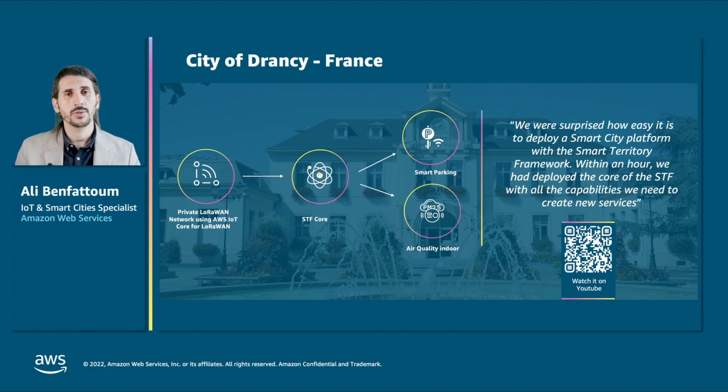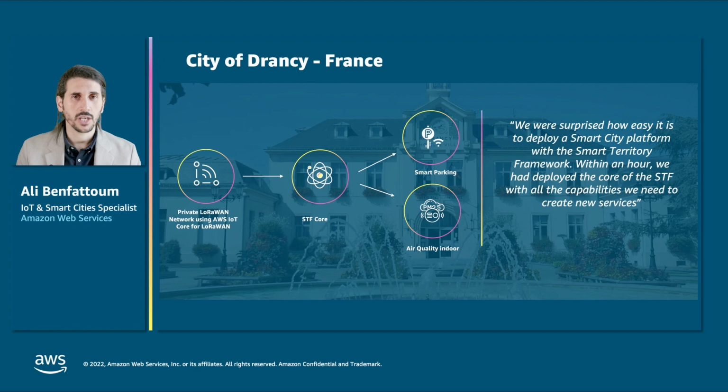The second one, using the same LoRaWAN network, enables them to monitor the air quality and the temperature in all the schools in Drancy. So they can ensure a healthy learning environment for kids while improving the efficiency of their buildings by, for example, being notified when temperature drops below a certain threshold and check if a window has not been left opened.